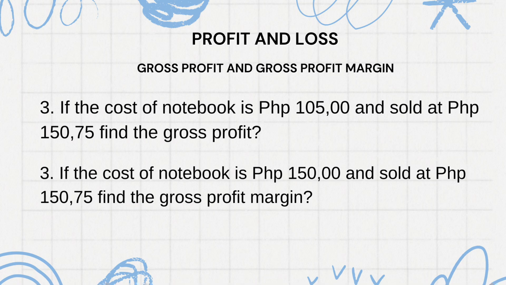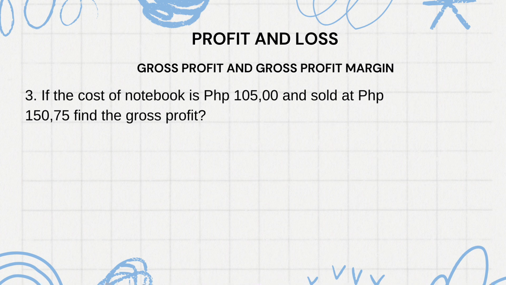If the cost of notebook is 105 and sold at 150.75, find the gross profit. If the cost of notebook is 105 and sold at 150.75, find the gross profit.